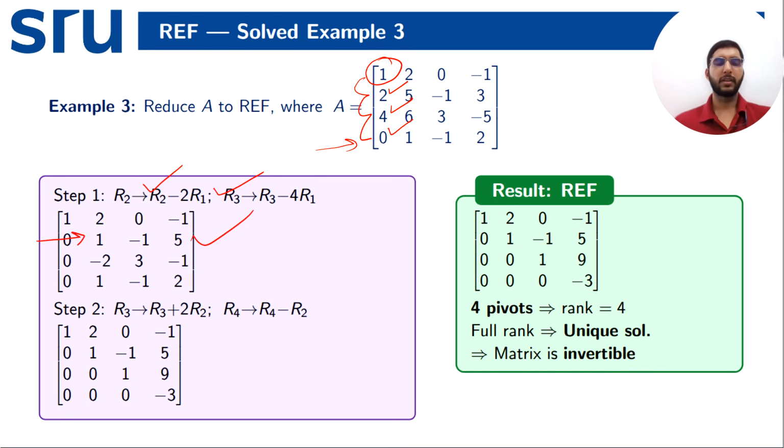Now we go to the next row. In the next row, row number 2, we choose the first non-zero entry, that is 1 here, and with the help of this 1 we are supposed to make 0 here and here. The rules will be the same, we are applying the same operations. Now in step 2 we applied the operation as row 3 changed to row 3 plus 2 times row 2, and R4 changed to R4 minus R2. That will make 0 at this place and this place.